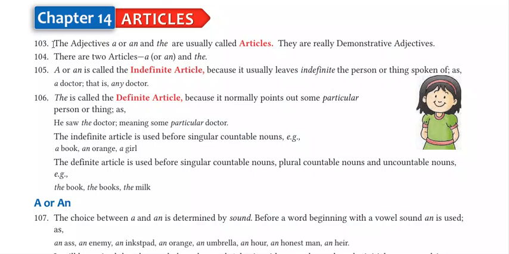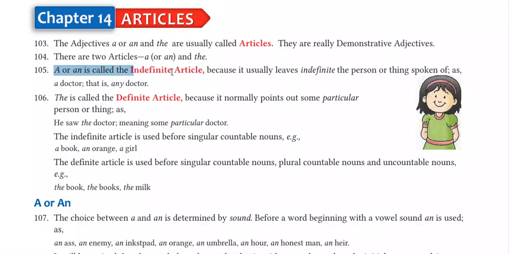Some adjectives, a or an and the, are usually called articles. They are working as adjectives as well. They're really demonstrative adjectives. And how do they function and what are they called? Let's see. There are two kinds of articles: a or an, and with that we have the. Right? A, an, or the. That is the two articles we have.